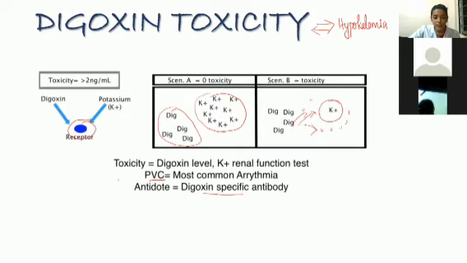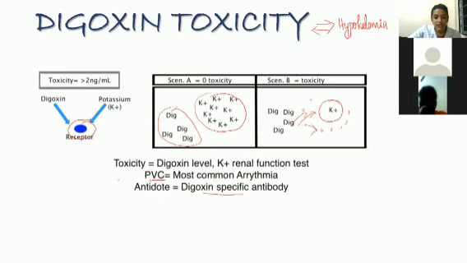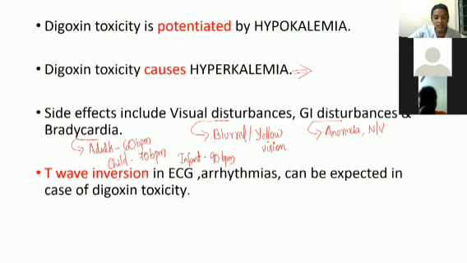What we discussed earlier: ST depression and T-wave flattening. See the last point, ST depression and T-wave flattening is there in therapeutic effect. If therapeutic effect is there, T-wave flattening can occur. Usually in the T-wave there will be some positive deflection, but in therapeutic effect, there will be flattening.